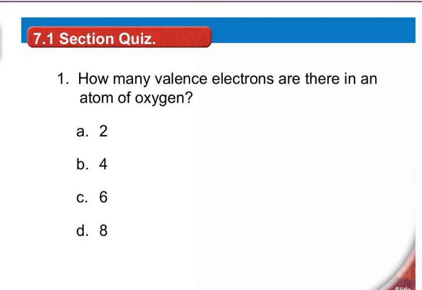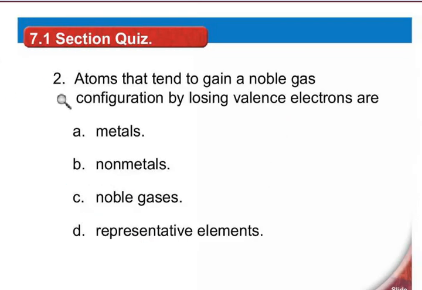Well, because oxygen is in group 6A, or written as VIA, then there would be 6 valence electrons in an atom of oxygen. Okay, so that's the first one. Next question.